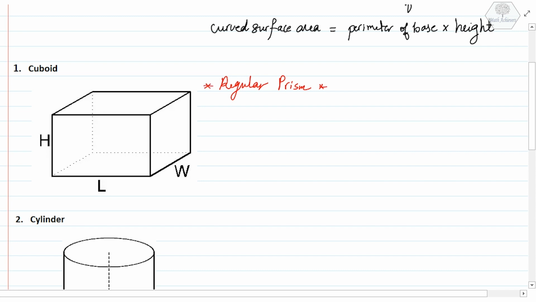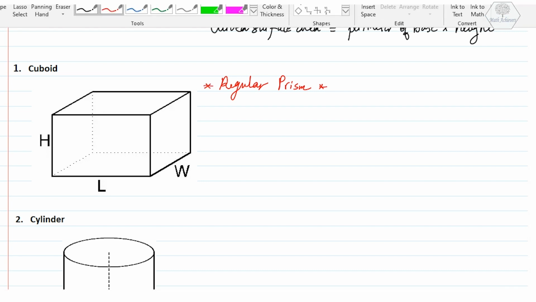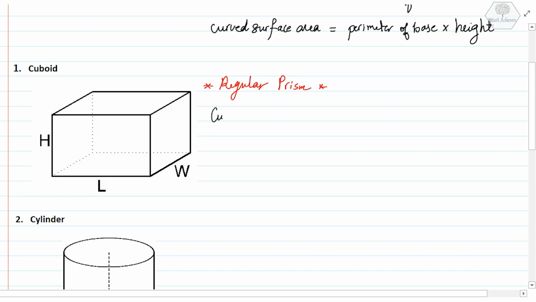So, the curved surface area of the cuboid is equal to the perimeter of the base, which is L plus W plus W plus L, which is 2 times the length plus width, times the height, which is H.